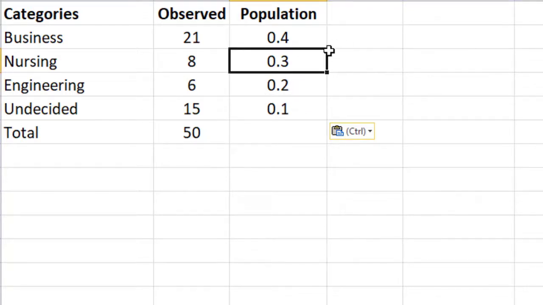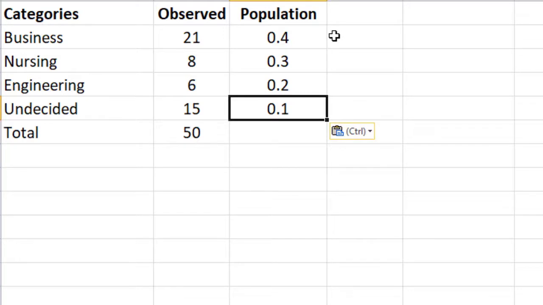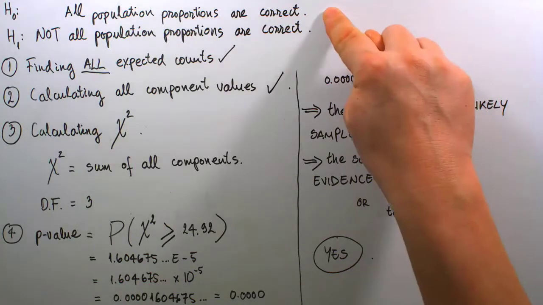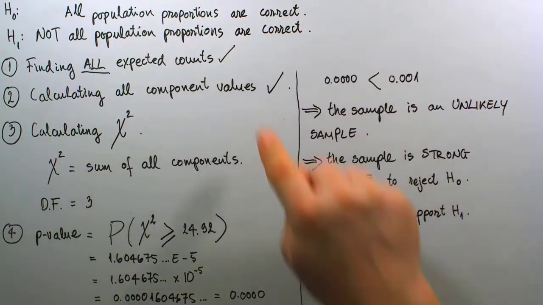And that is the same as a generality for any other chi-square test for goodness of fit. We can only say that not all of the proportions claimed in our null hypothesis are correct, but we will never be able to point out which one or which ones among these proportions are the incorrect ones. And as a matter of fact, we'll never have to point out the incorrect ones in these problems.